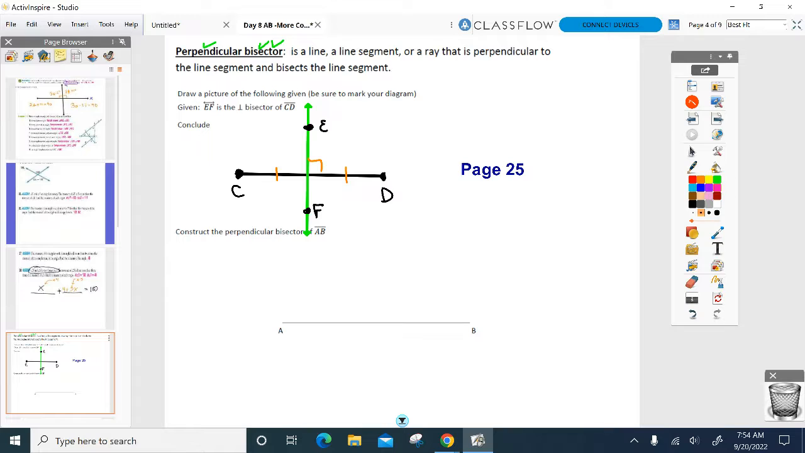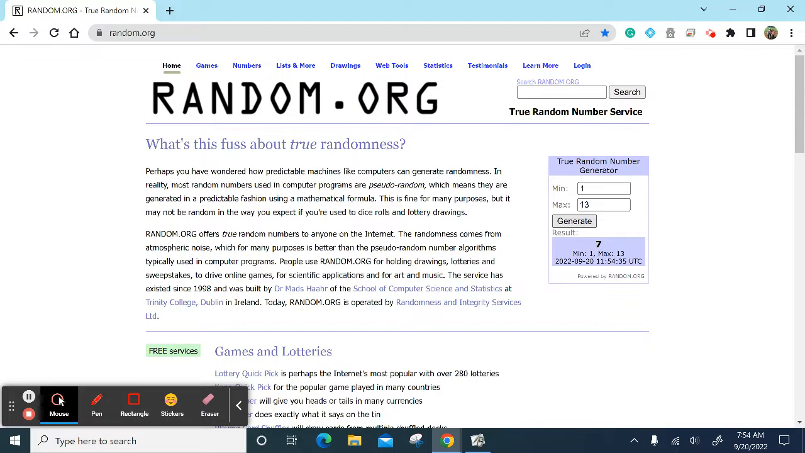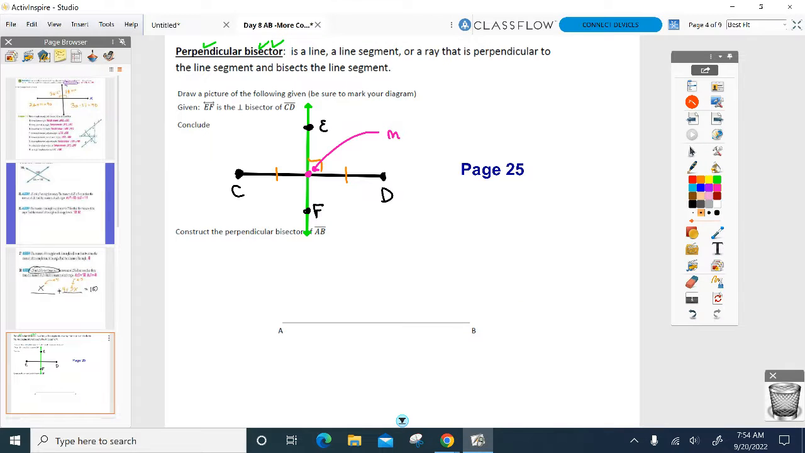Last thing. See this point where they intersect? Name it. What's that point called? A vocabulary term that we talked about already this unit. This is the what of CD? Let's dig deep here. Midpoint. Great job. Good job, everyone. Perpendicular bisector. Good. All right, grab your compass.